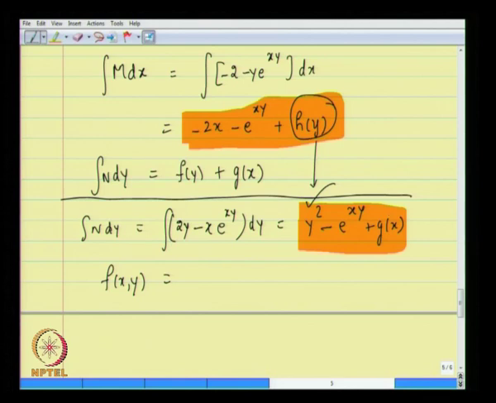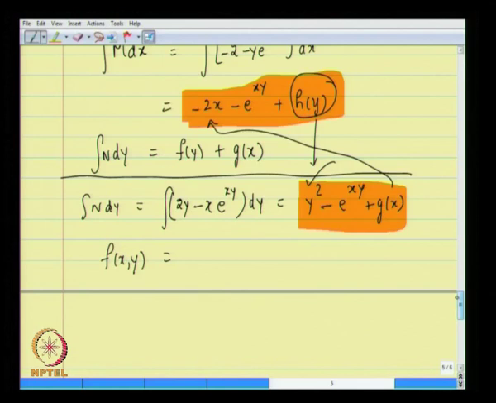There is a g of x which is minus 2 x, and therefore, the answer is f of x y is y squared minus e raised to x y minus 2 x, and of course, any arbitrary constant to that, because you can always add a constant here, and then make it c double prime, some arbitrary constant. So, the solution should be y squared minus e raised to x y minus 2 x plus a constant.